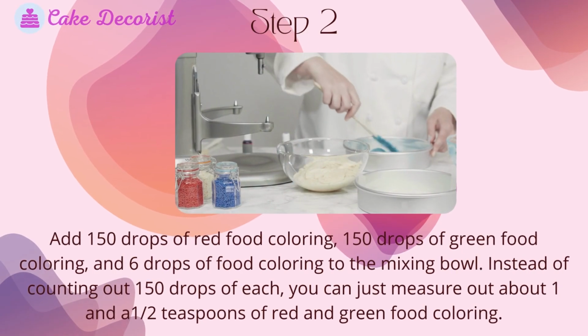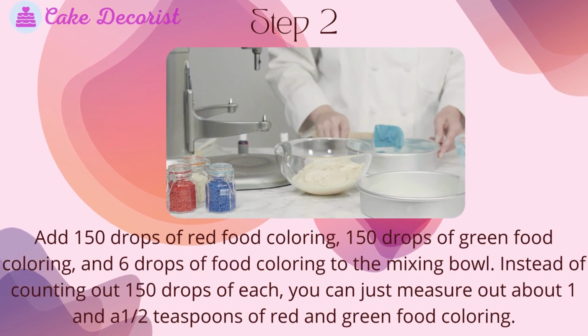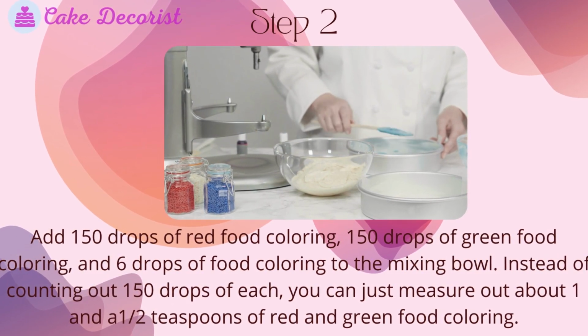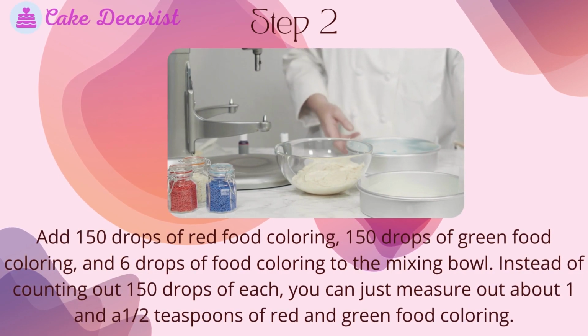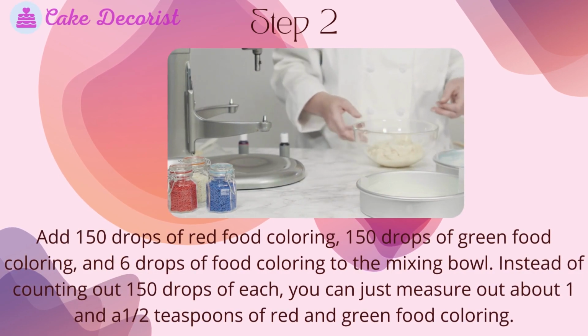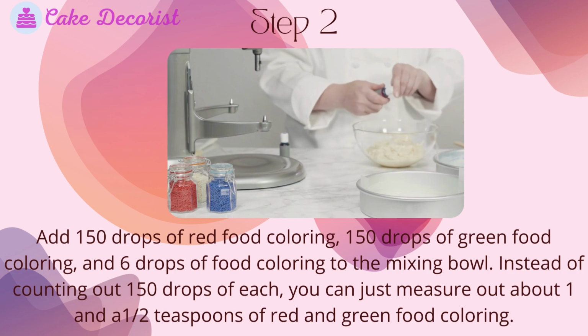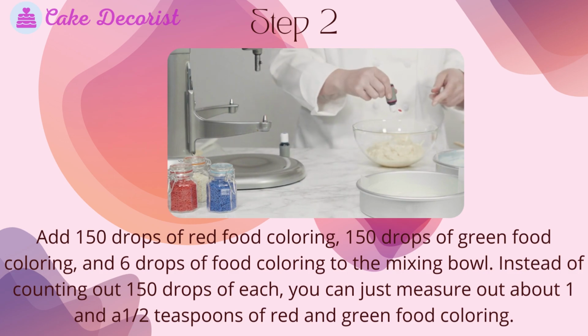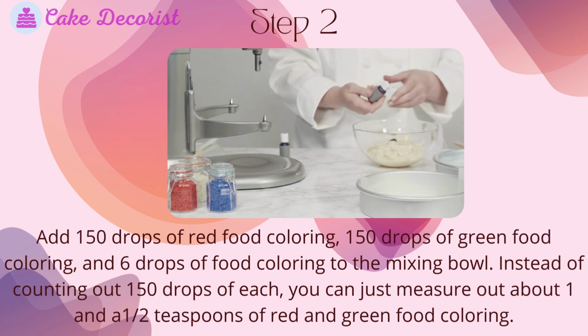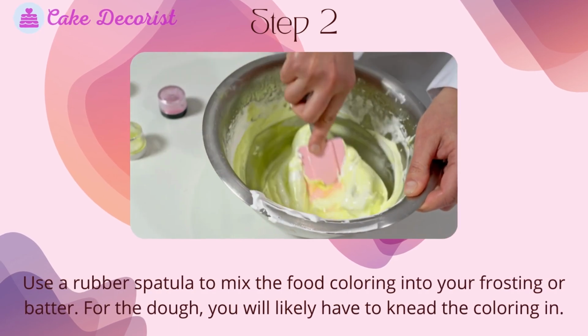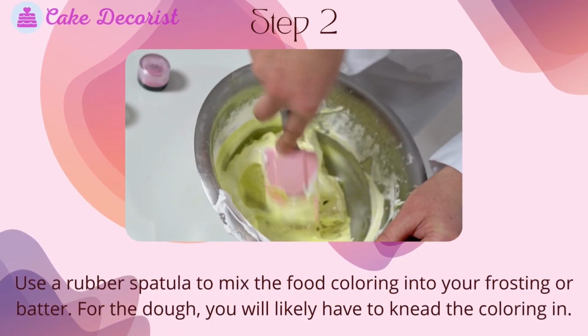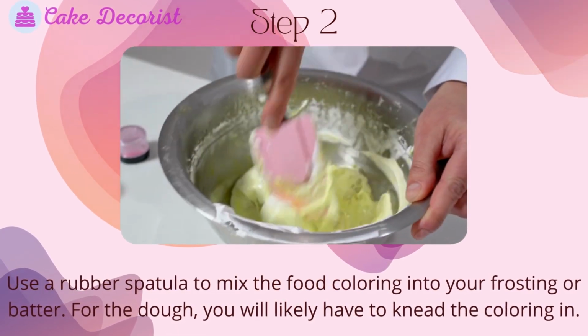Step 2. Add 150 drops of red food coloring, 150 drops of green food coloring, and 6 drops of blue food coloring to the mixing bowl. Instead of counting out 150 drops of each, you can just measure out about 1½ teaspoons of red and green food coloring. Use a rubber spatula to mix the food coloring into your frosting or batter. For the dough, you will likely have to knead the coloring in.